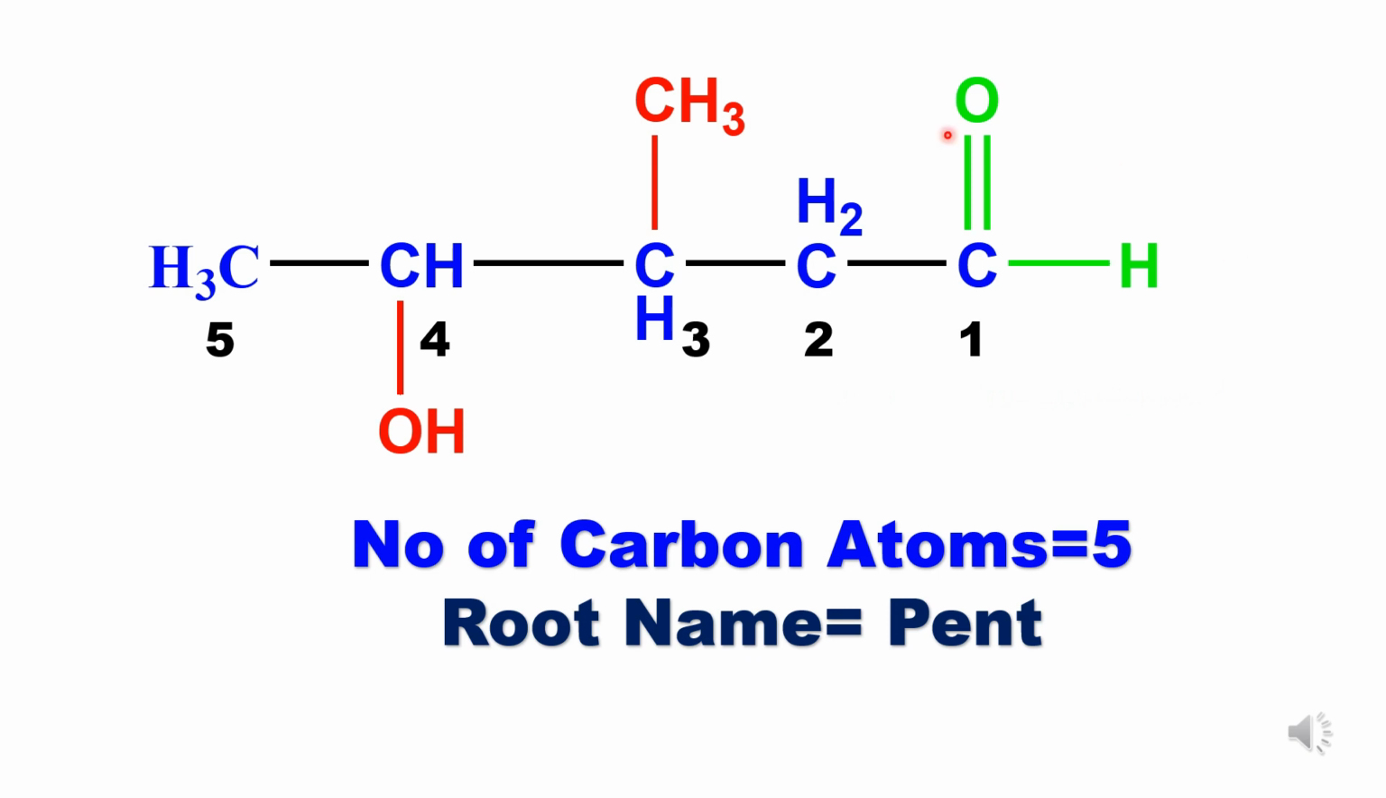Let's see an example. This is the structure in which you can see the blue color is indicated on the carbon and you can count the number of carbon atoms present in the chain. Here you can see the total number of carbon atoms is 5. So the number of carbon atoms present in this structure is 5, so the root name will be pent.